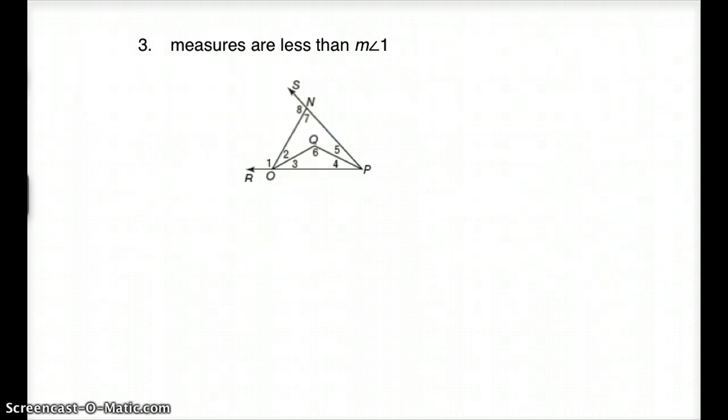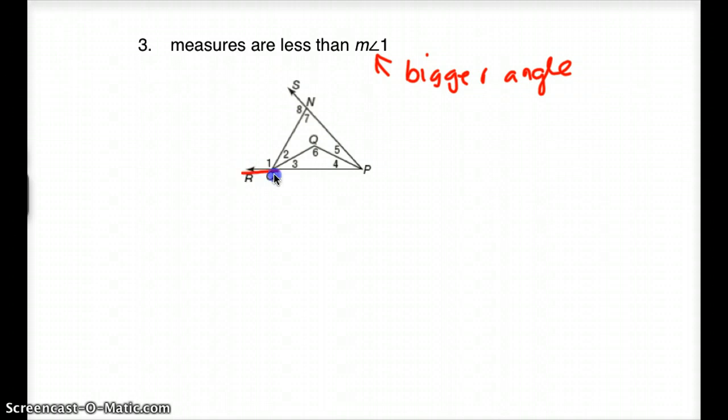Let's look at number 3. I need measures less than 1. So 1 has to be the bigger angle. Where should 1 be in relationship to the triangle if I want it to be the bigger angle? It would have to be on the outside. It would have to be the exterior angle. So I'm going to look for a triangle where 1 is the exterior angle. I'm looking right here, and so 1 is on the outside. So now the smaller ones are going to be the remote interior angles.